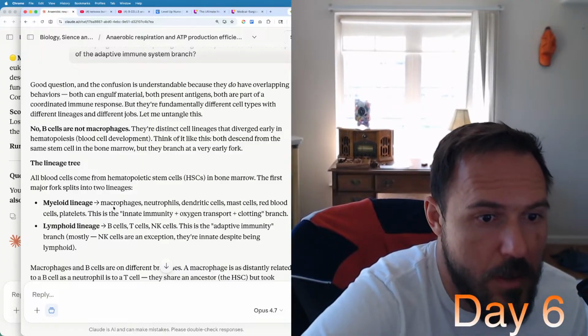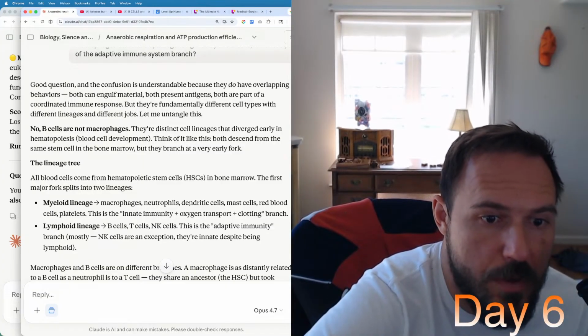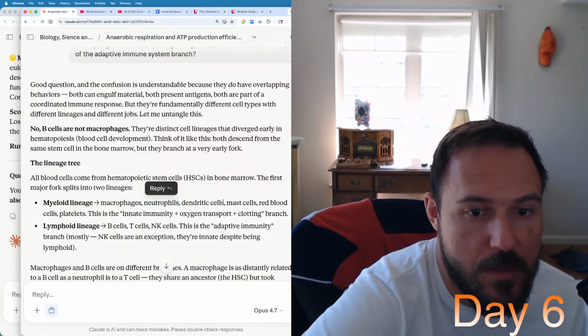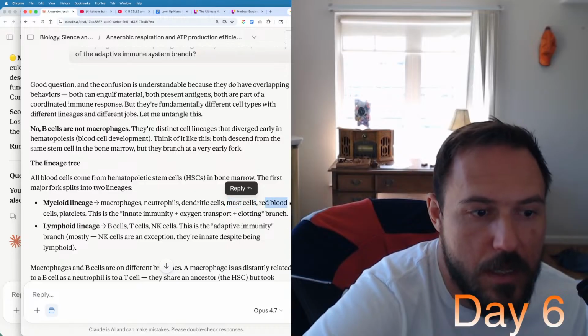Myeloid lineage: macrophages, neutrophils. That's a cool name. Neutrophils, dendritic cells, mast cells, red blood cells, platelets.